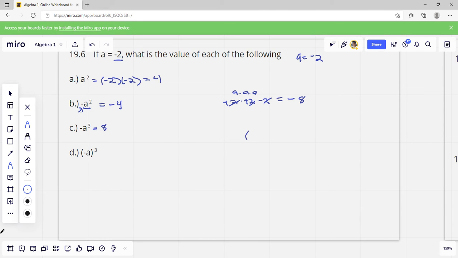Alright, this one has our negative a to the third. That means we need negative a times negative a times negative a. If a is negative 2, then we would need negative 2 times negative 2 times negative 2. Or what is it? We need the opposite of a to the third. If a is 2, the opposite of that would be positive 2. Okay, 2 times 2 is 4. 4 times 2 is 8. So that one equals positive 8.